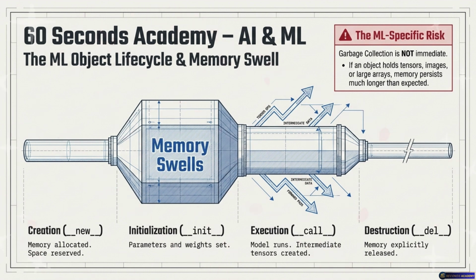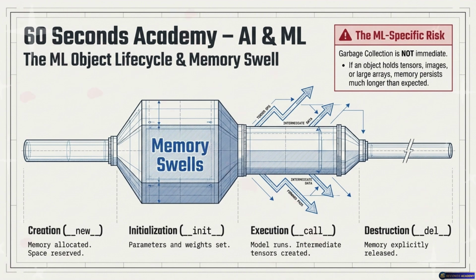Exactly. So, if packing these bowling balls into memory is this dangerous, how do we stop the system from dropping them? I want to walk through that life cycle. Let's do it. It starts with creation, moves to initialization, then execution, and finally destruction. But I want to know what that actually looks like under the hood in Python. Like, how does the system physically handle it?